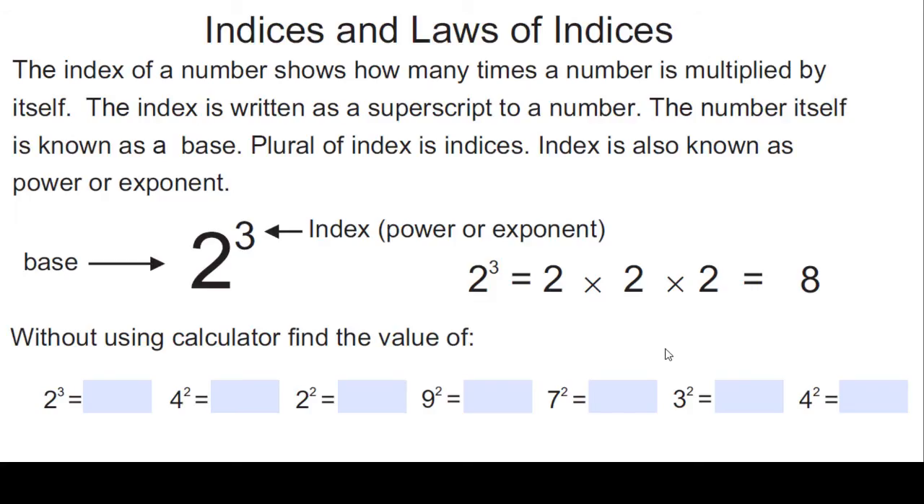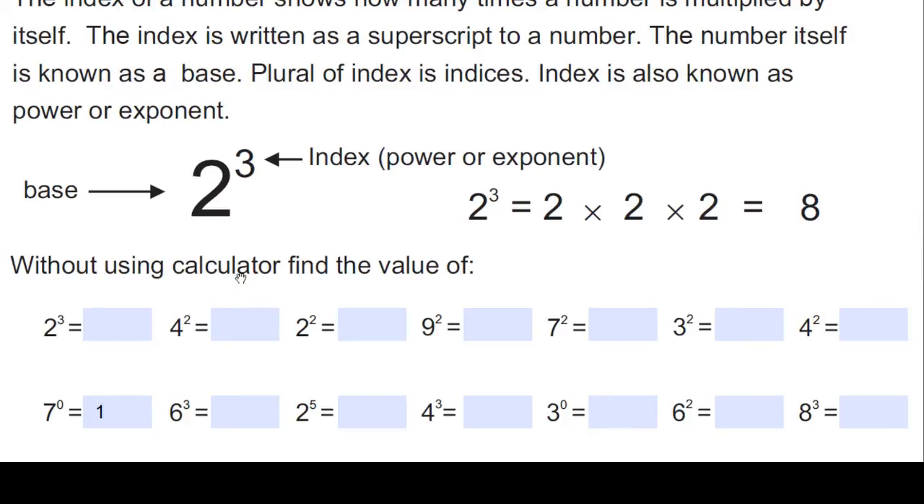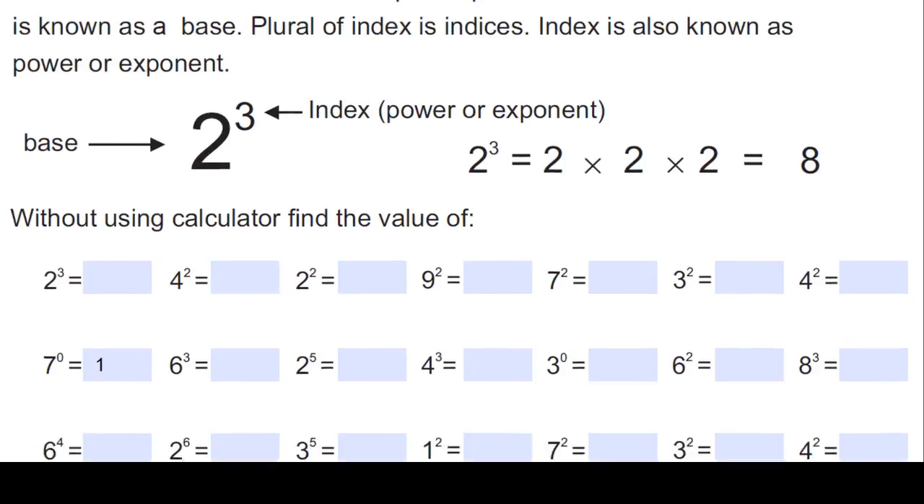Now that we have an understanding of index notation, we will try to solve some problems. Without using a calculator, find the value of 2 to the power of 3, 4 to the power of 2 or 4 squared, 2 cubed, 2 to the power of 2 or 2 squared, 9 to the power of 2, 7 to the power of 2, 3 to the power of 2, and so on and so forth.